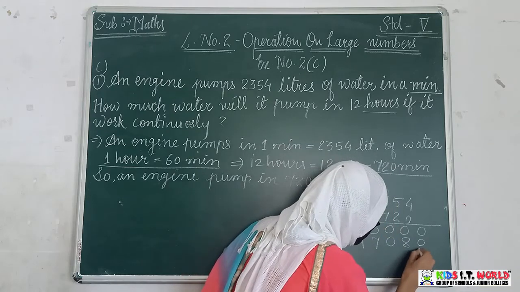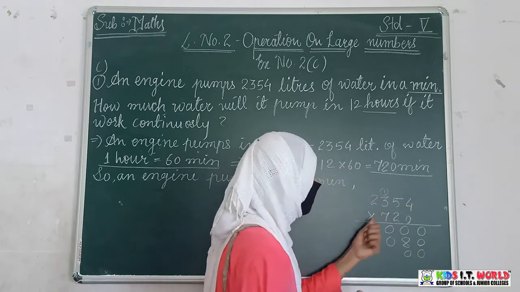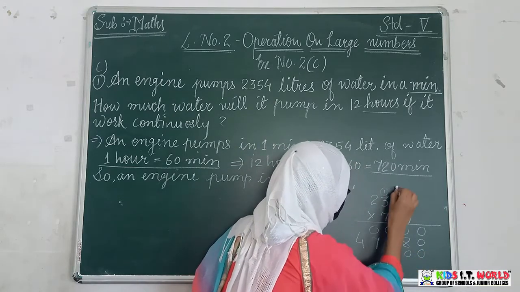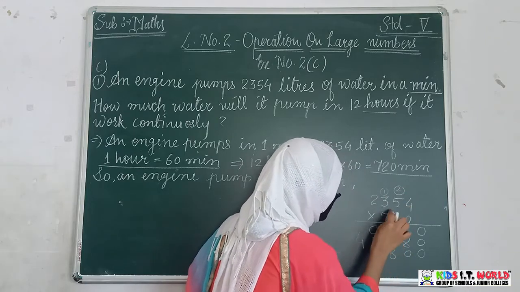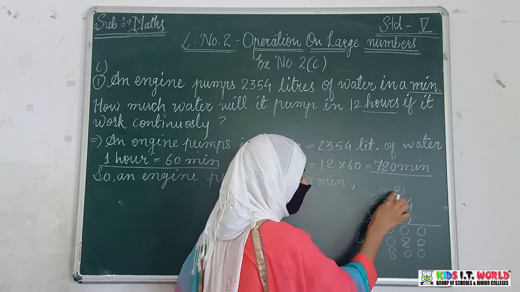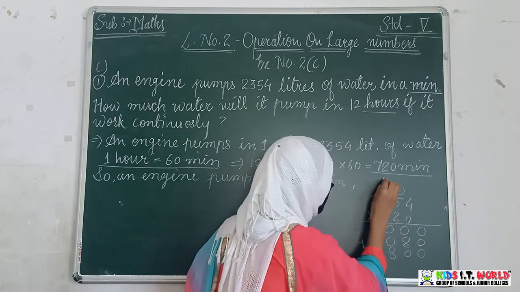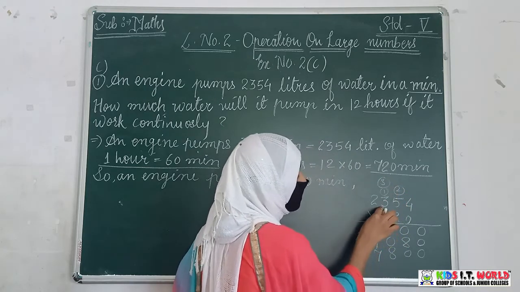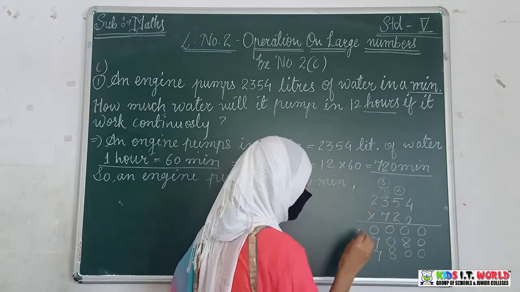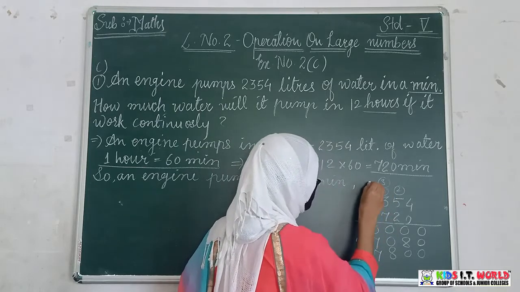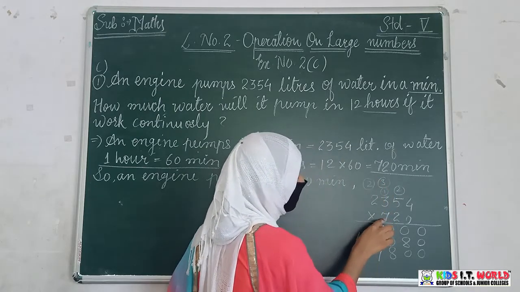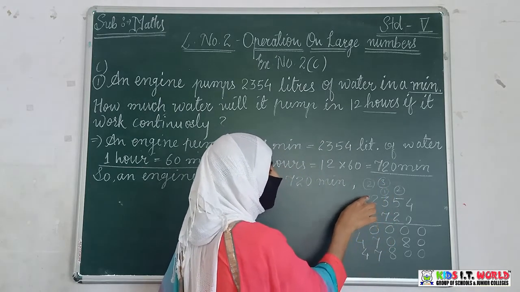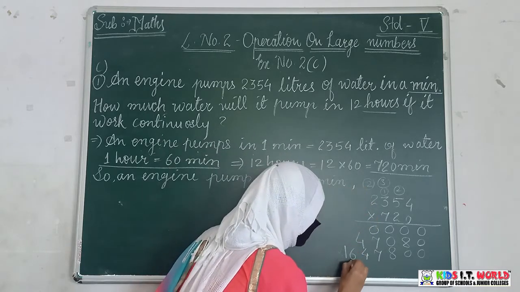Coming to the third step, 1 0 will again increase. 7 4s are 28, 2 will be carried. 7 5s are 35, 35 plus 2, 37, 3 will be carried. 7 3s are 21, 21 plus 3, 24. So 2 will be carried here. Then 7 2s are 14, 14 plus 2, it's 16.